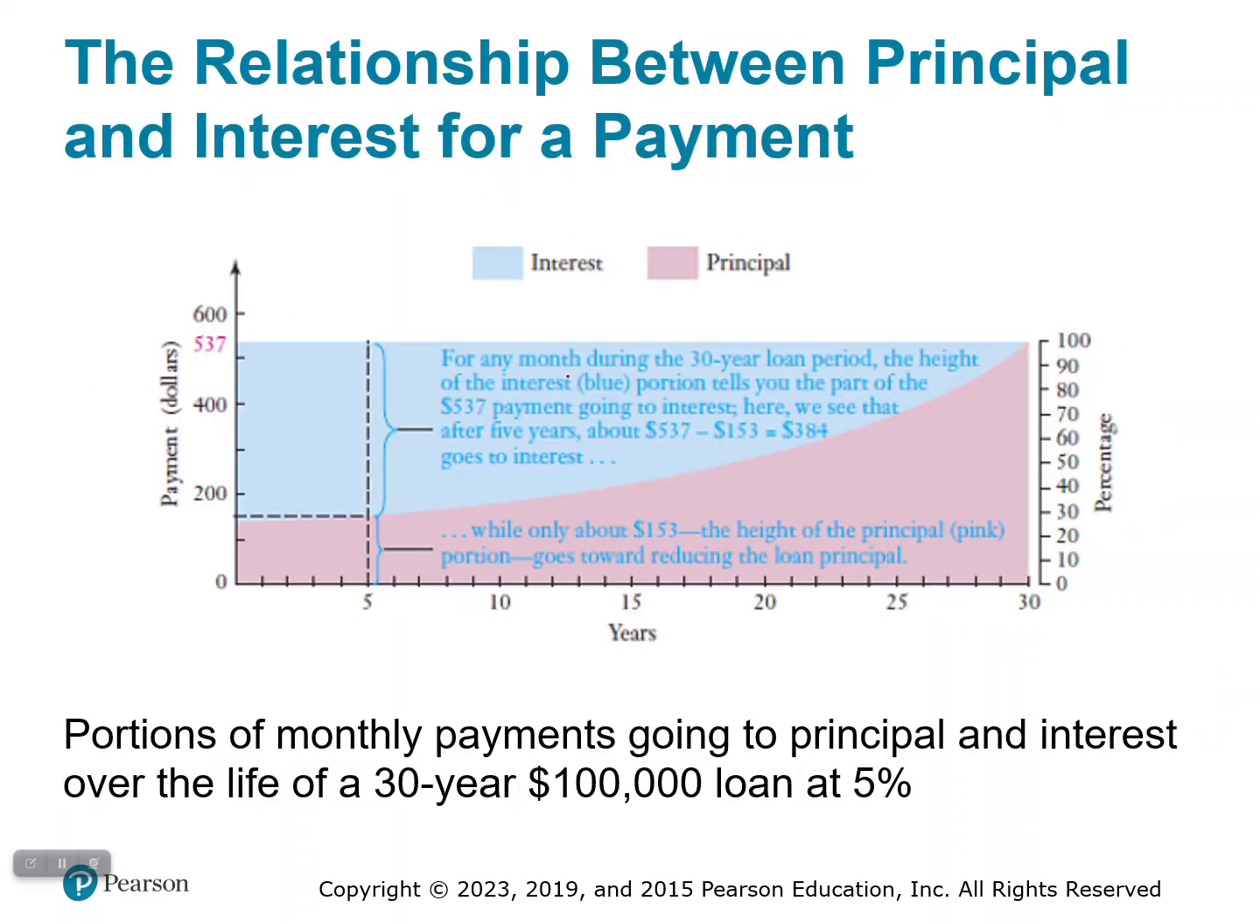Now here's what's going on, and I drew a chart similar to this. Portions of a monthly payment go into principal and interest over the life of a 30-year, $100,000 loan at 5%. So we saw that the Great Bank 5%, $537 was the amount of the payment, and it takes 5 years, 5 years, and only about $153 will be going to principal still. So at $100,000, you've decreased it by a little less than $150 every month for 5 years.